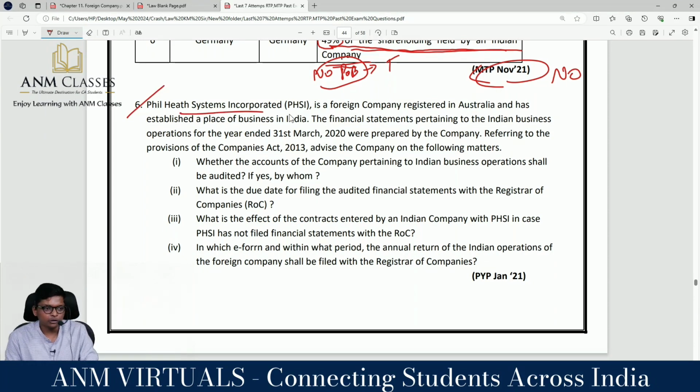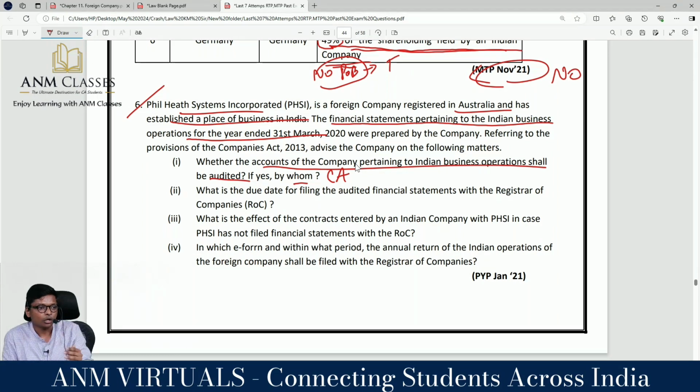Phil Health Systems Incorporated is a foreign company registered in Australia and has established place of business in India. It becomes what company? Foreign company. The financial statements pertaining to Indian business operations for the year ended 31st March were prepared by the company. Referring to the provisions of the Companies Act, advise the following. Easy questions from now. First question, whether the accounts should be audited, guys? Yes. By whom? CA in practice. Which chapter? Audit and auditors.